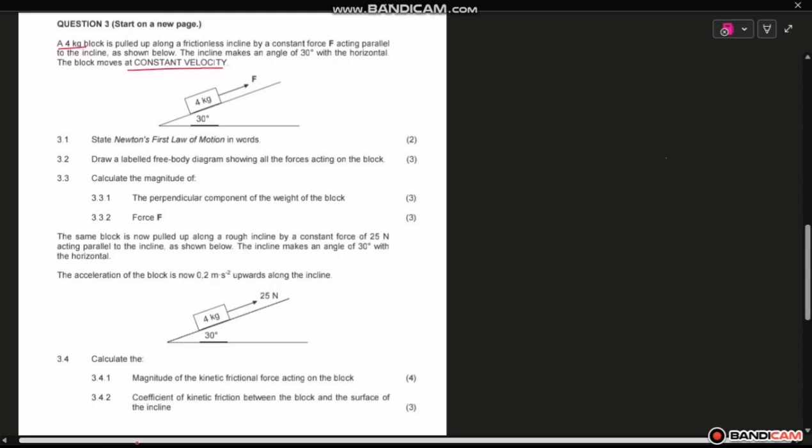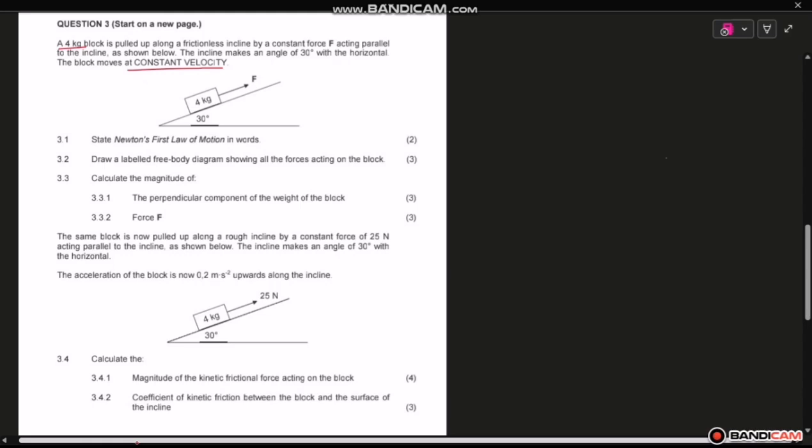Why? Because acceleration is 0 whenever they say constant velocity, not constant acceleration. I hope that makes sense, guys. So when you see constant velocity, they are actually telling us that F net must be 0, because acceleration is 0. Sometimes they can say constant speed, which is the same thing, F net equals 0. But if they say constant acceleration, F net cannot be 0. I hope you understand that.